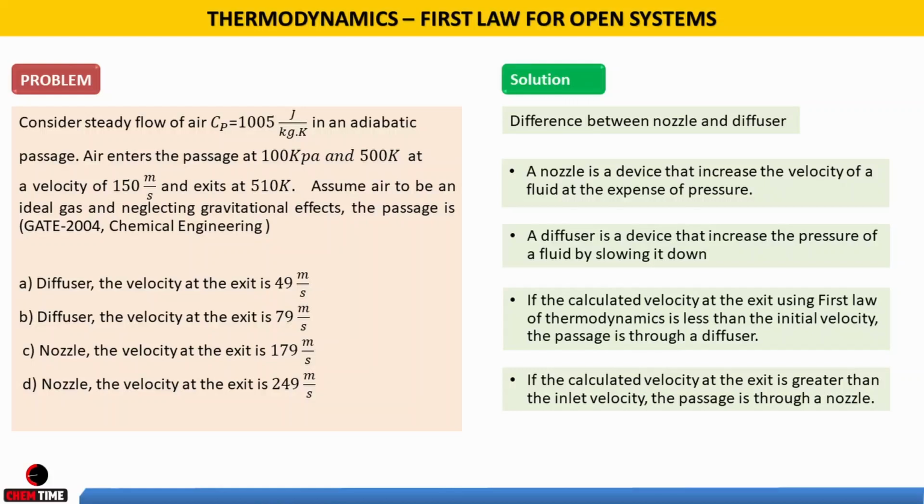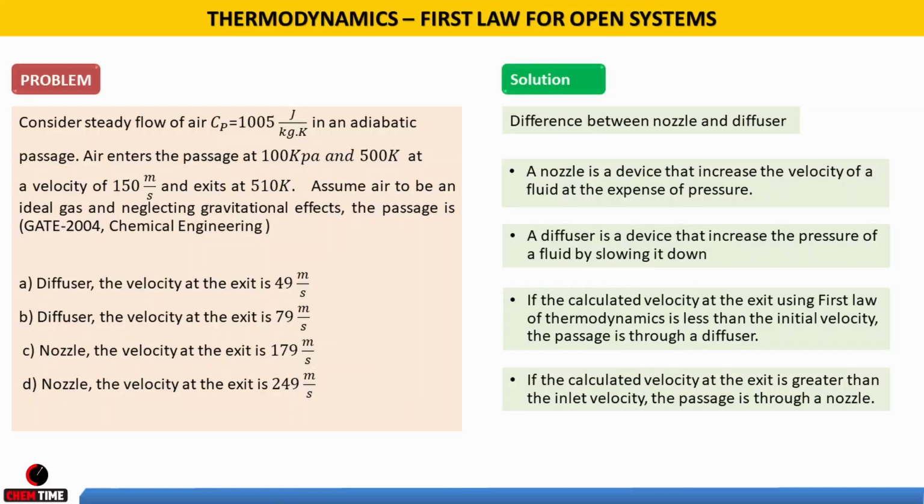First of all, the difference between nozzle and diffuser needs to be understood. A nozzle is a device that increases the velocity of a fluid at the expense of pressure, and a diffuser is a device that increases the pressure at the expense of the velocity. So, if the calculated exit velocity is less than the initial velocity, then the passage is through a diffuser. If the calculated velocity at the exit is greater than the inlet velocity, the passage is through a nozzle.